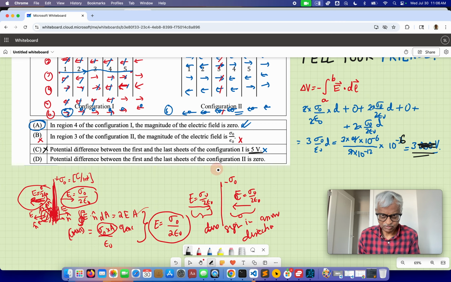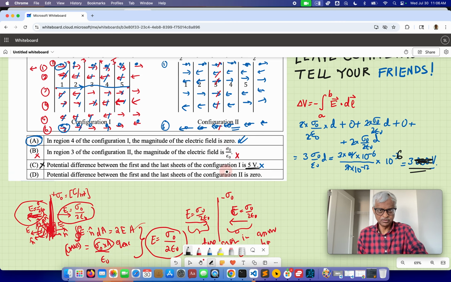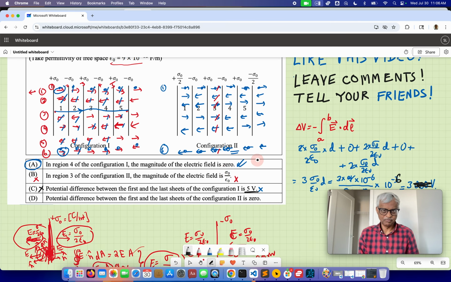The first and last sheet of configuration 2 is 0. You know how this occurred here. So from that experience, we know we just have to figure out which parts have non-zero electric field. This is half, so forget the half first. This guy cancels this guy, and this cancels that. So this is 0 here.